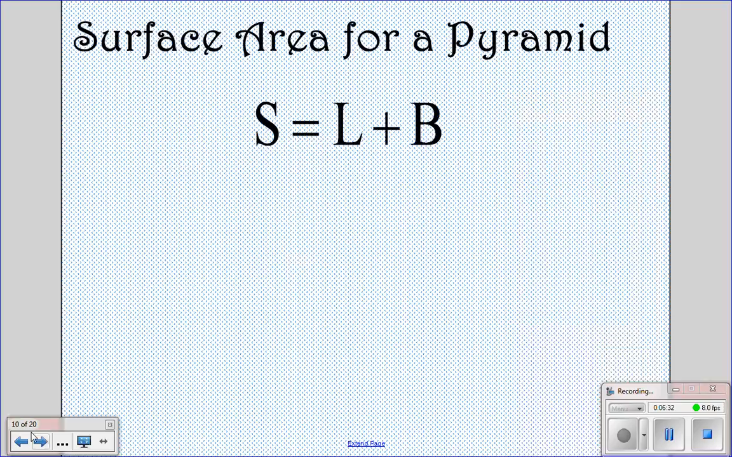For total surface area, you take the lateral area and you add the base. So you just take your lateral area formula, you figure that out, and then you add the base area, and that's your total surface area.